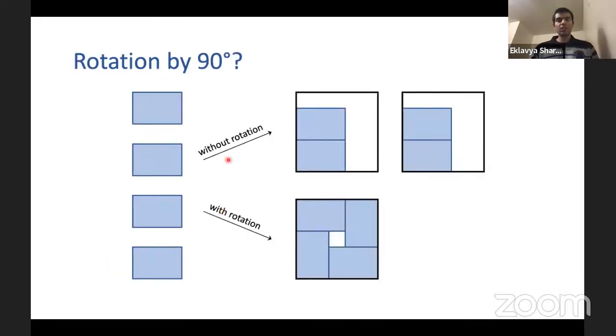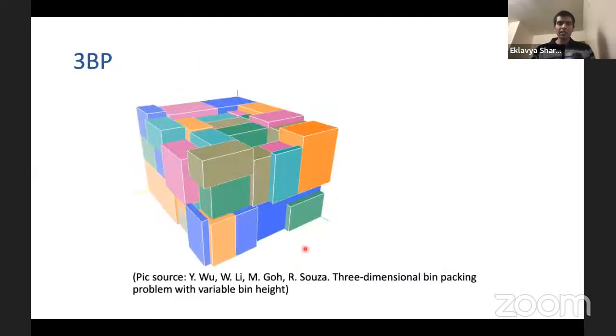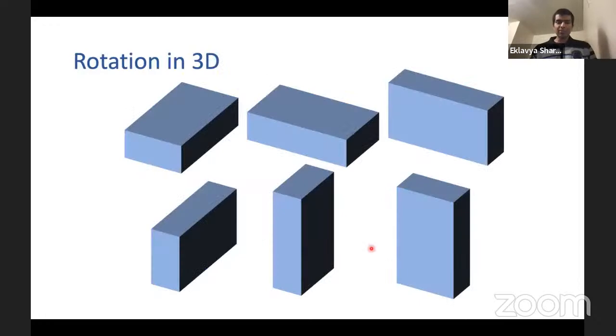There are actually two versions of this problem. There's a version where we need to pack the items as is without rotating them, and there's a version where we can rotate some of the items by 90 degrees. Similarly, there's a three-dimensional version of this problem where the items and the bins are cuboids. And rotations are slightly more complicated in 3 dimensions because each item can have 6 possible orientations depending on which axis we rotate it about.